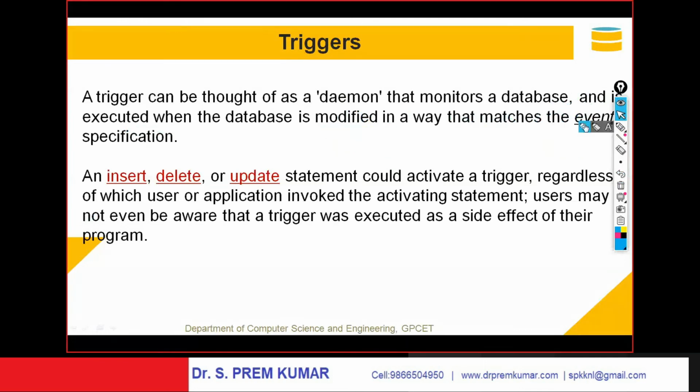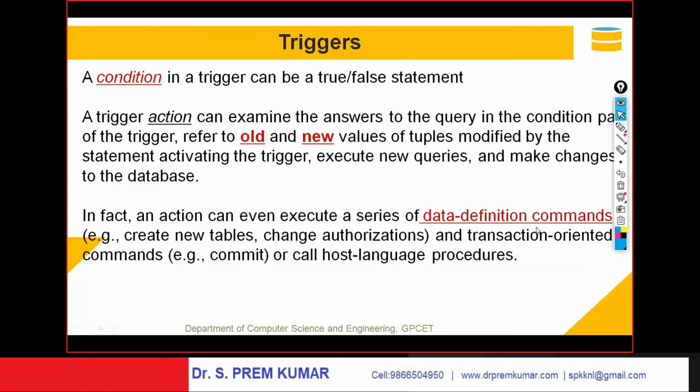Generally, the event will be an insert event, when inserted, or when deleted, or when updated. A trigger is a daemon which will be continuously monitoring the tables for events to happen. When an insert event happens, when a delete event happens, when an update event happens, the trigger automatically gets activated, and you get the results.